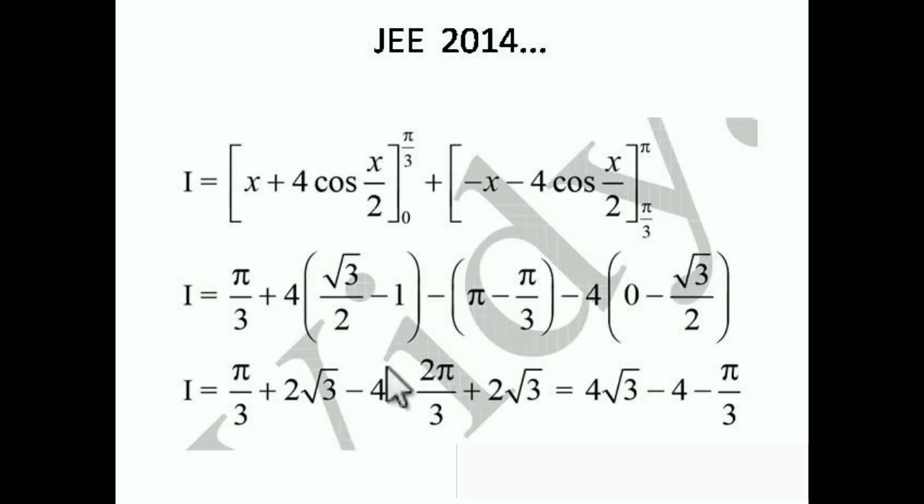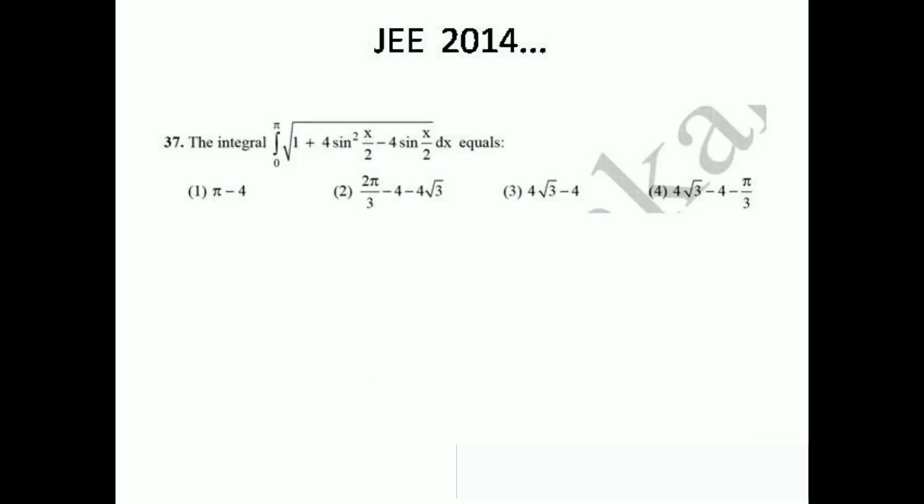Now just simplify this. By simplifying this, we are left with 4 root 3 minus 4 minus pi by 3. So our answer, option number 4, is the right option.